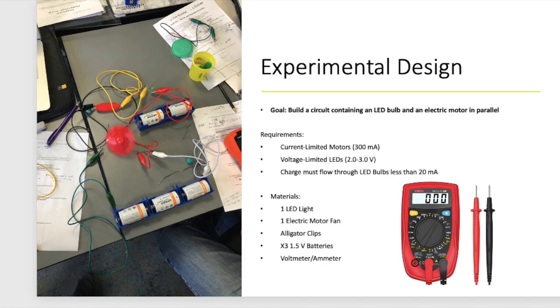The goal of our experiment was to build a circuit containing an LED bulb and electric motor in parallel. Additionally, we wanted to calculate the resistivity value of the Plato resistor we created. We used current-limited motors and voltage-limited LEDs. That current must flow through at least 20 milliamps for it to light up. We had 3 1.5-volt batteries and used a multimeter to measure voltage and current.